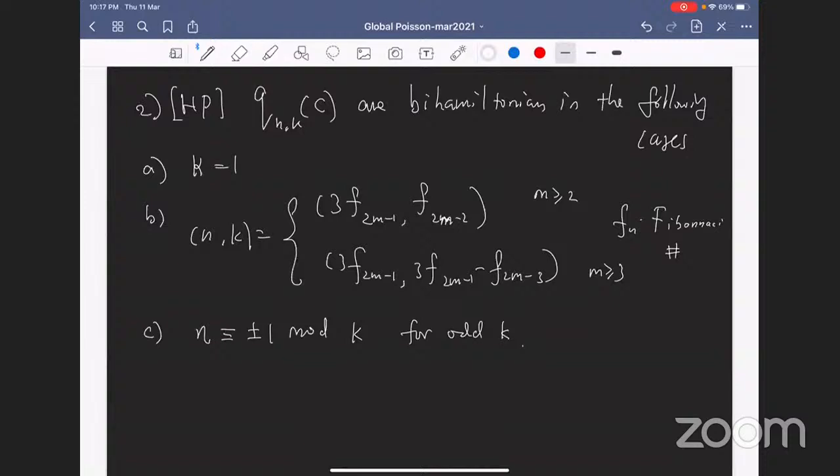Okay. In fact, what we find is more than a bihamiltonian structure. Actually, in each case we find a certain dimensional vector space of bivectors which all commute with each other. Okay, so that will be the end of my talk. Thank you very much.